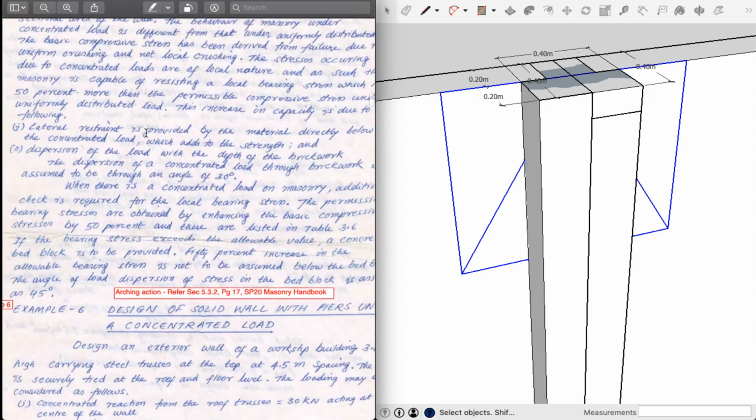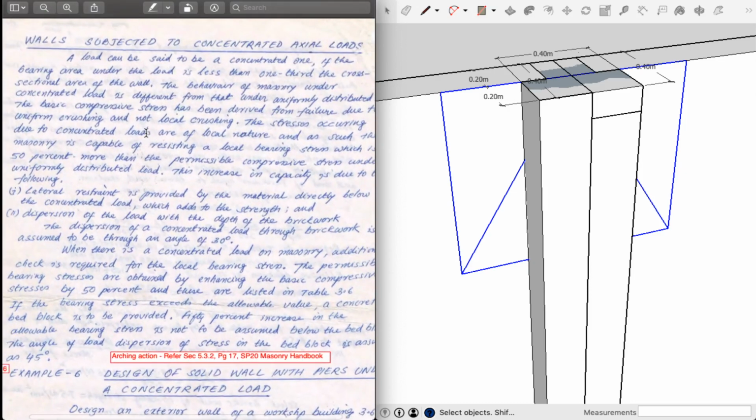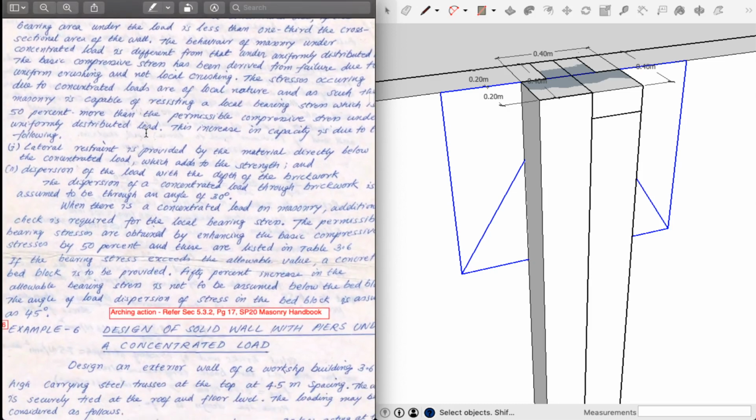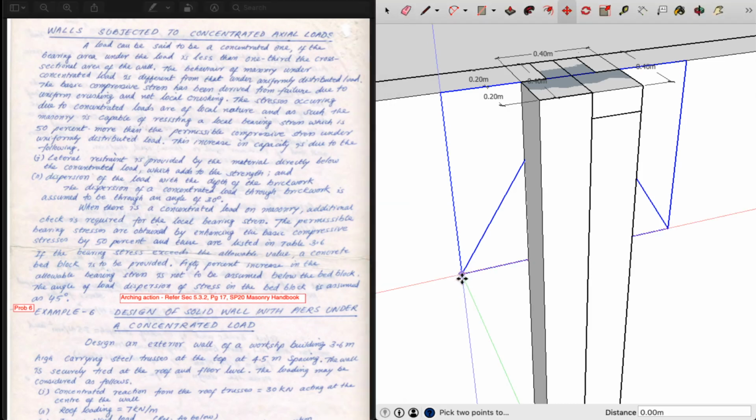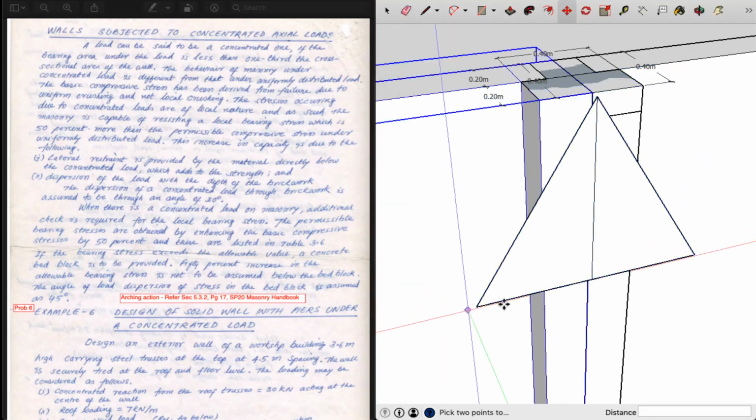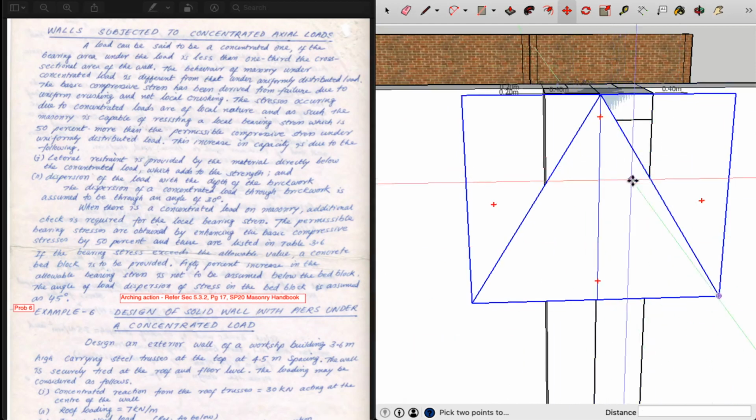Point number two in this particular paragraph: if you see the dispersion of load with the depth of the brickwork, the dispersion of the concentrated load through the brickwork is assumed to be through an angle of 30 degrees. So we are considering that particular 30-degree angle over here. I have already made a small triangle which is making 30 degrees to its normal on both sides. So that's 60 degrees in total.